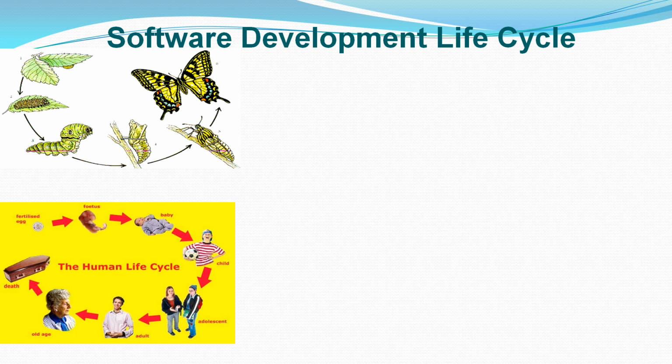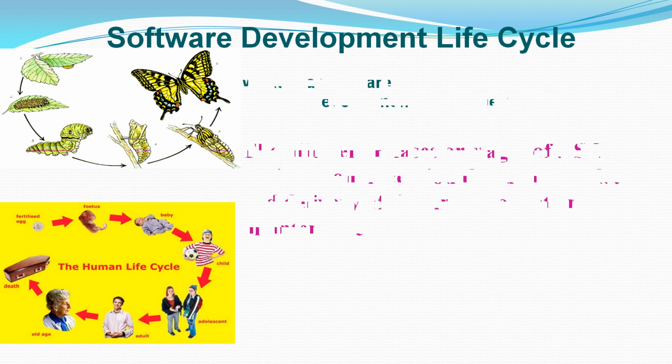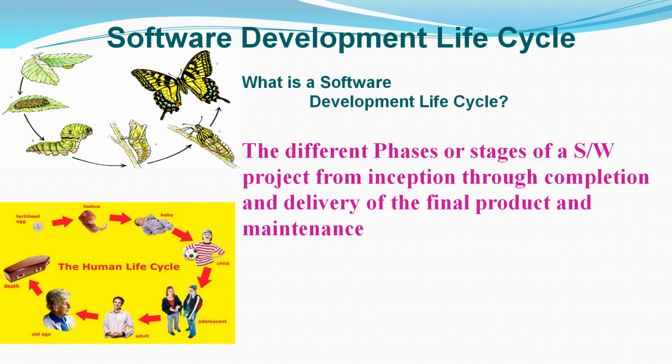So what is the definition of the software development life cycle? The different phases or stages of a software project from inception through completion, the delivery of the final product and the maintenance, is called the software development life cycle. Shortly, it is called SDLC.